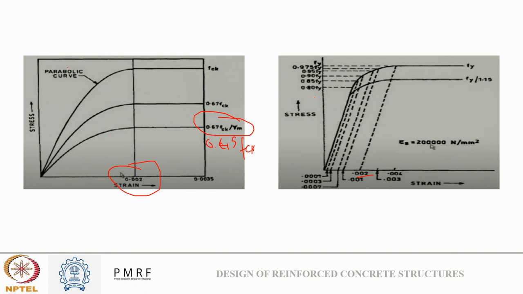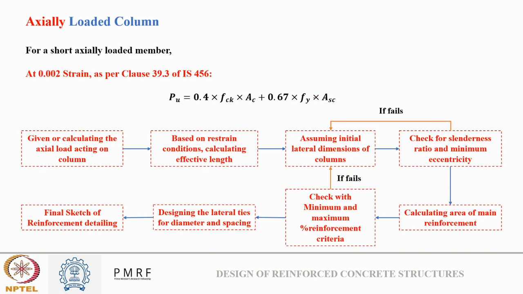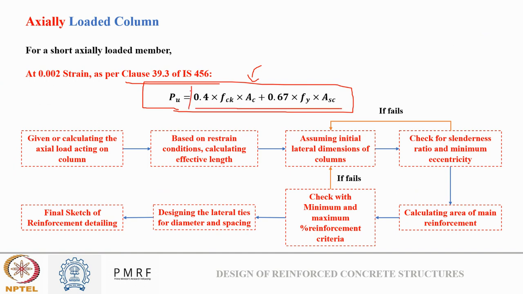Okay. Now, based on these assumptions that we have discussed, as per clause 39.3 of IS 456, if Pu is the axial load acting on a column, then the load will be balanced by both concrete and steel, as in this derivation. In the discussion session of the week, you saw how this derivation is derived. This is the concrete part which is resisting the load, and this is the steel part which resists the load.